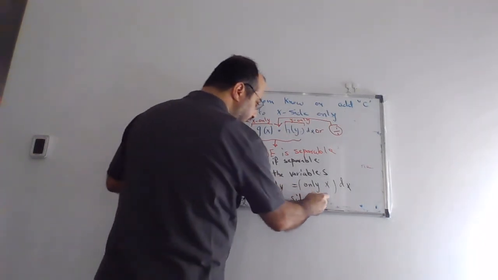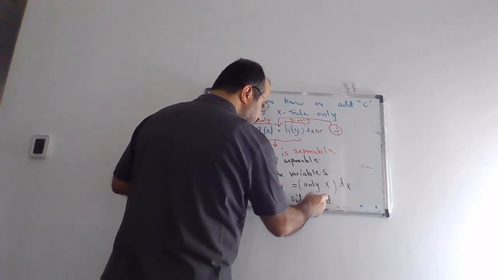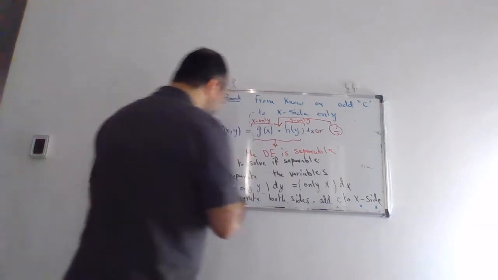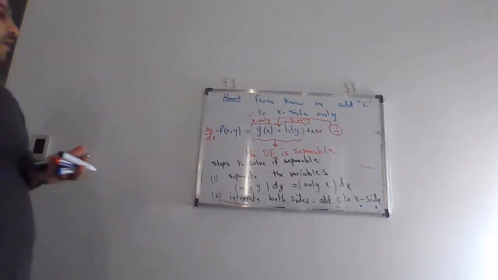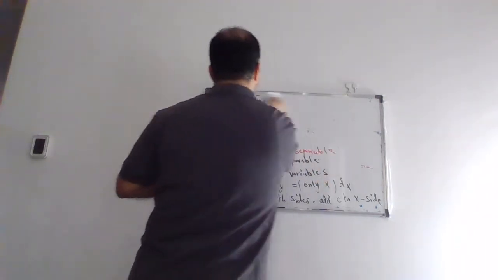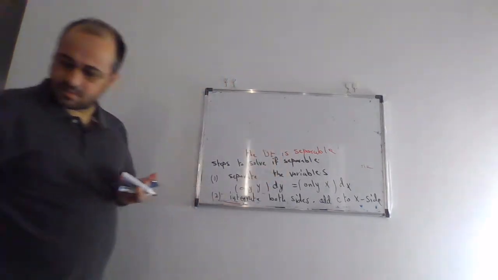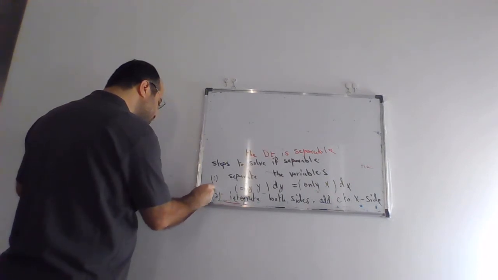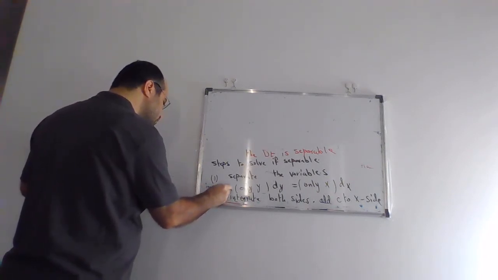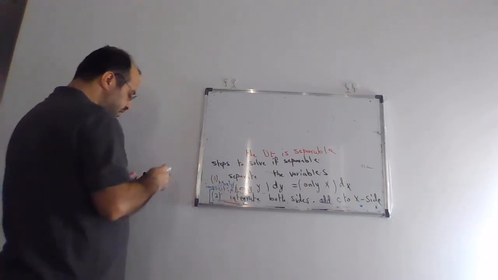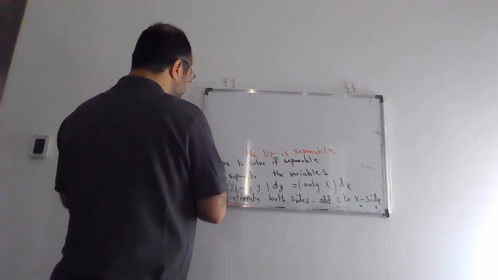And then add C to the x side. Then the last step, if possible, solve for y if you want. In this way, if you do step number two, you may get an implicit solution. Mostly implicit solution. For this reason, you need step number three here.